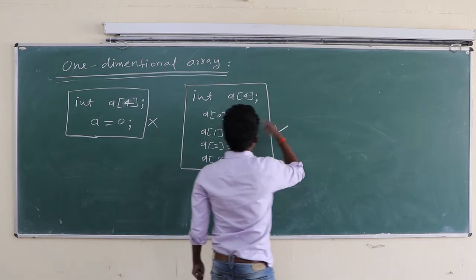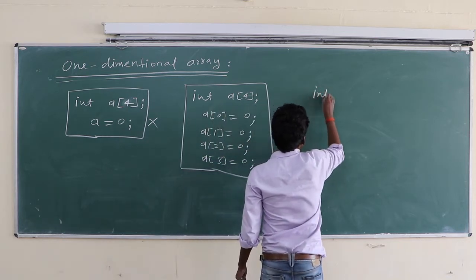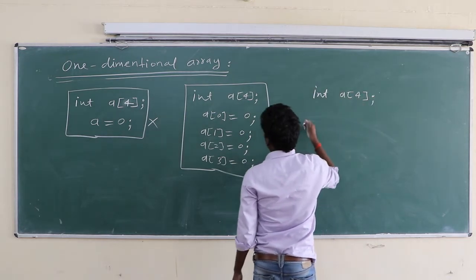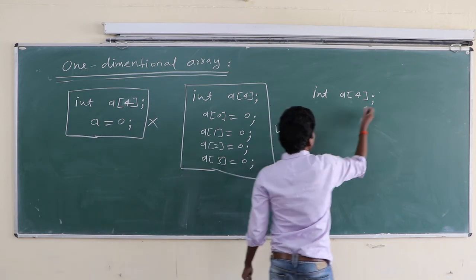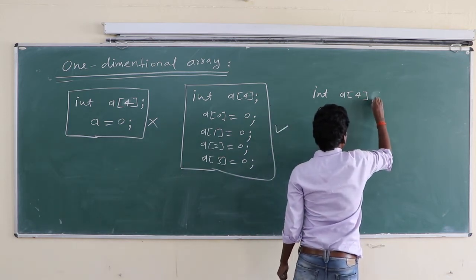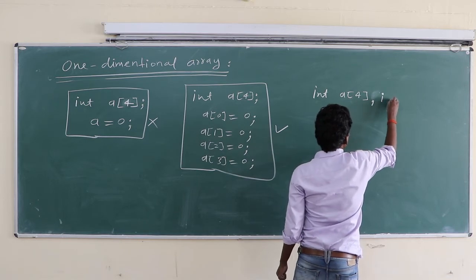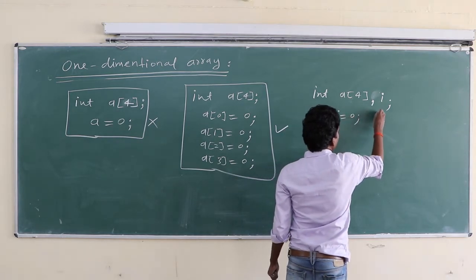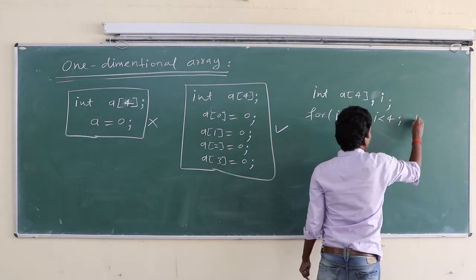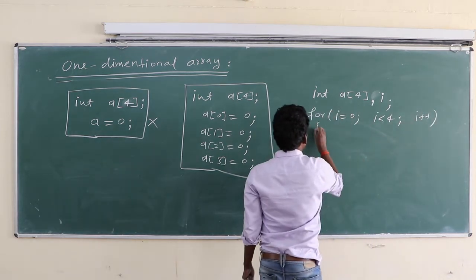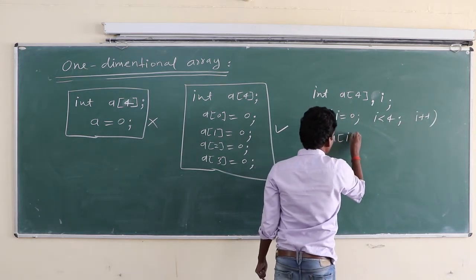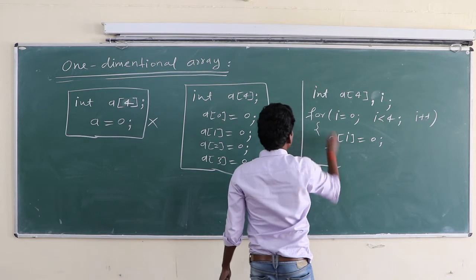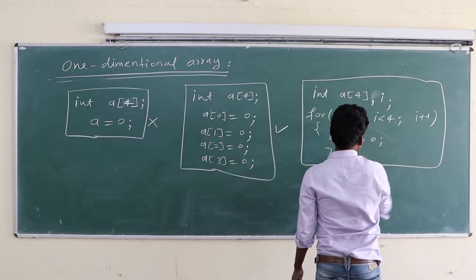You can write this in this way: int a[4], and you also take i as the variable for the loop. For i equal to 0, i is less than or equal to 4, i plus plus, and you write here a[i] equal to 0. This is the same thing. This is also true.